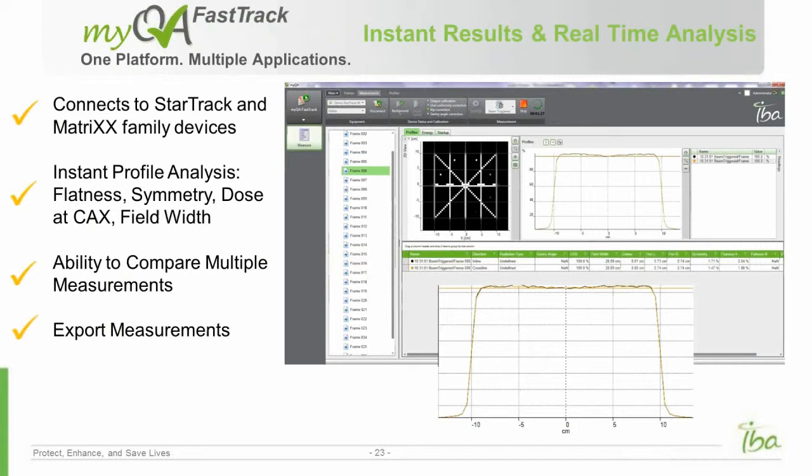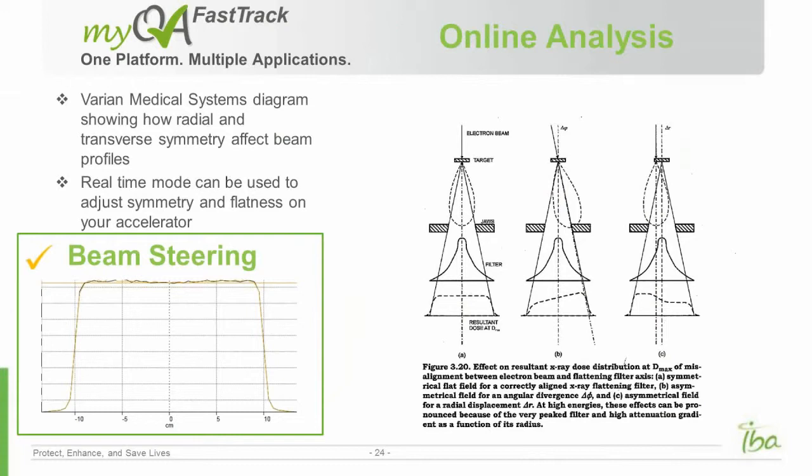One nice little example of this would be looking at the FastTrack module that's inside of our myQA. What the FastTrack module is, it connects to the FastTrack or Matrix and gives you instant profile analysis and look at dose, at CAX, field width, penumbra, flatness, symmetry. You can select a number of protocols, and then you can compare different measurements. Export measurements. You can look at the startup of the machine and do energy verifications on the fly as well.